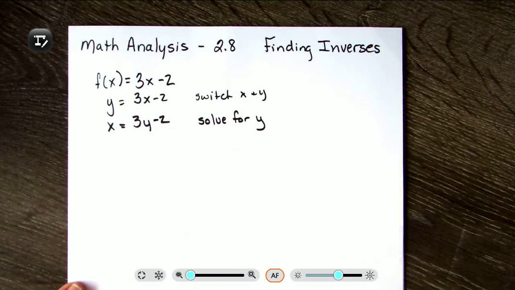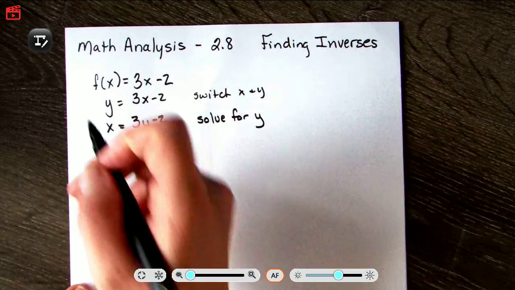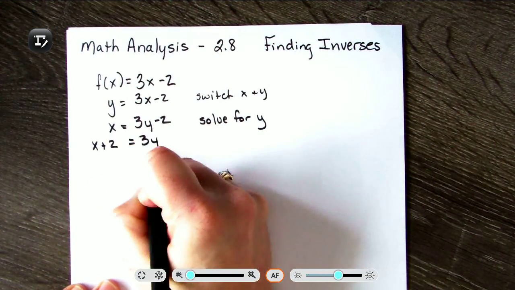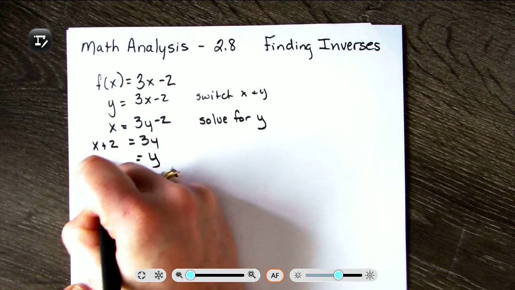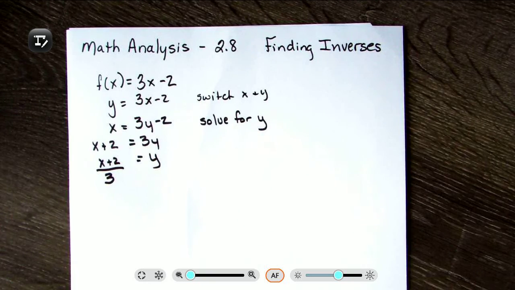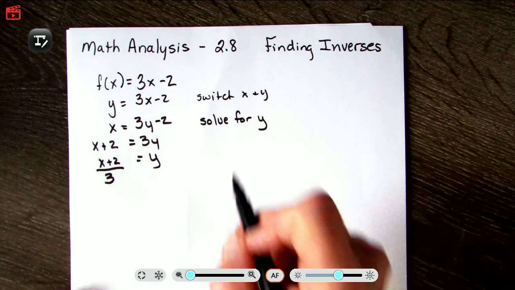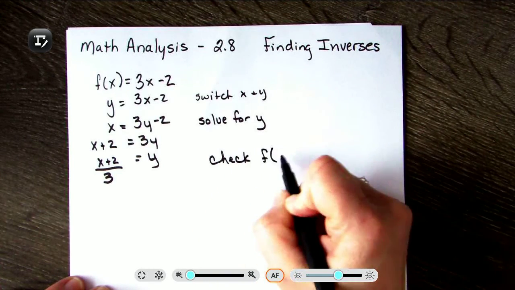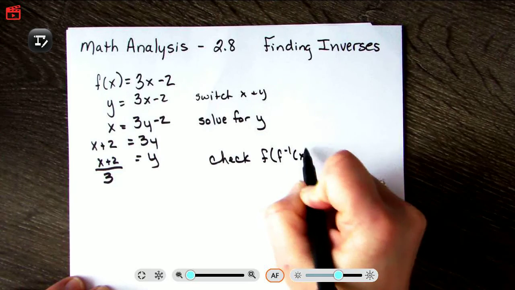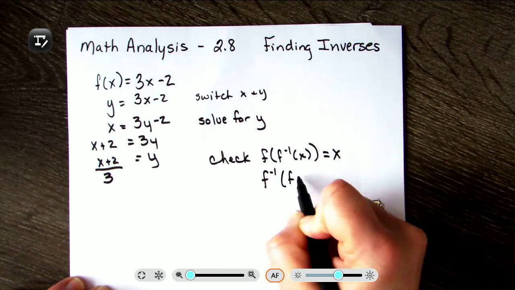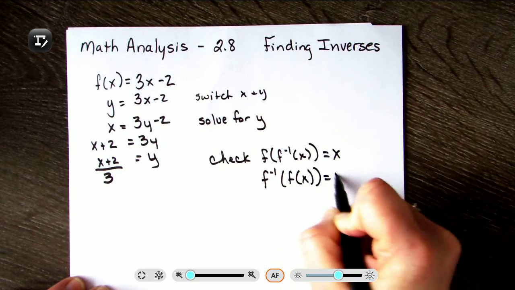So now I'm going to solve for y, which means I'm going to add 2 to both sides. And then I'm going to divide by 3. Okay. And we can check to see if we did everything correctly. Because we can take f of f inverse, and we can take f inverse of f, and we should get the same thing.